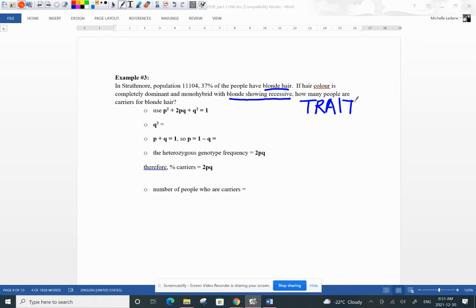Now, what's different about this question is they're asking how many people are carriers, in other words, heterozygous for this recessive trait. They carry the recessive allele for blonde hair. So a little bit different, but let's do it the same way that we've always been doing, and that is to start by setting up with our two equations.